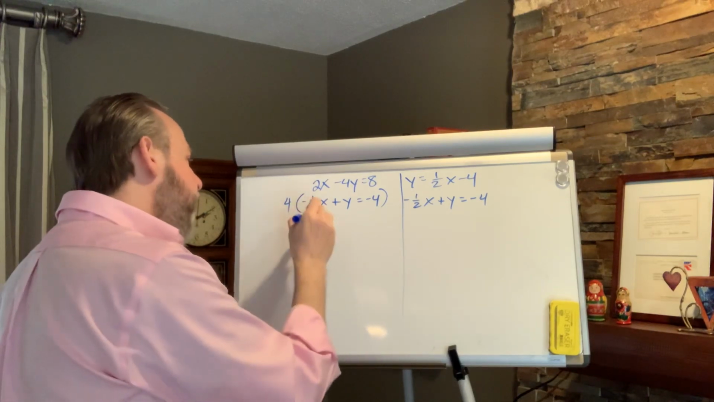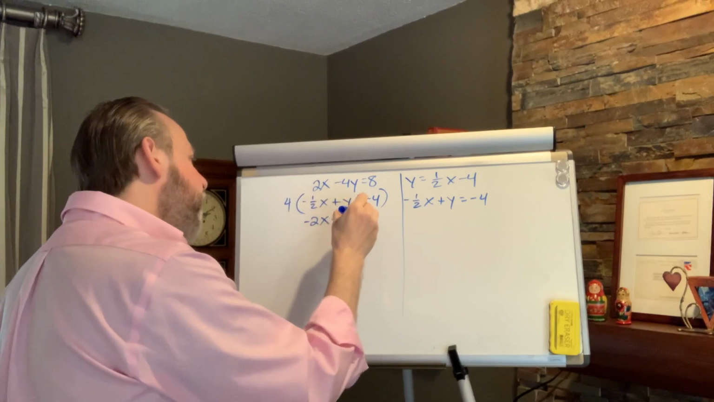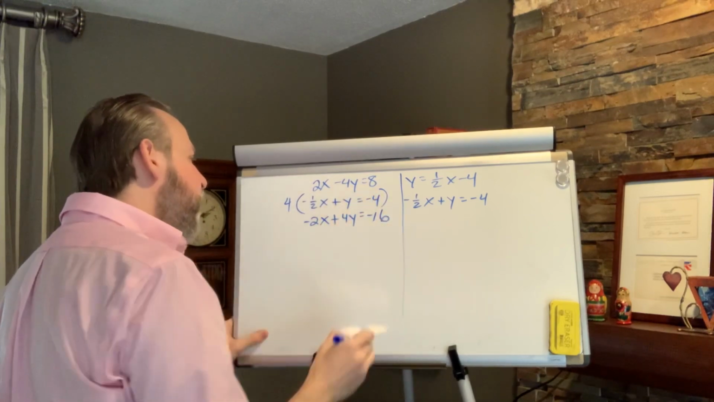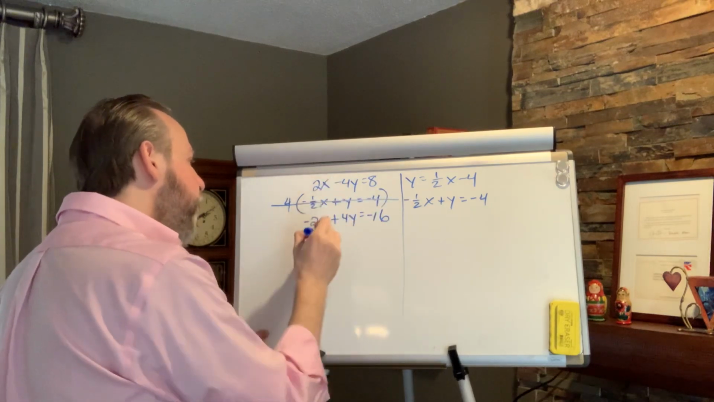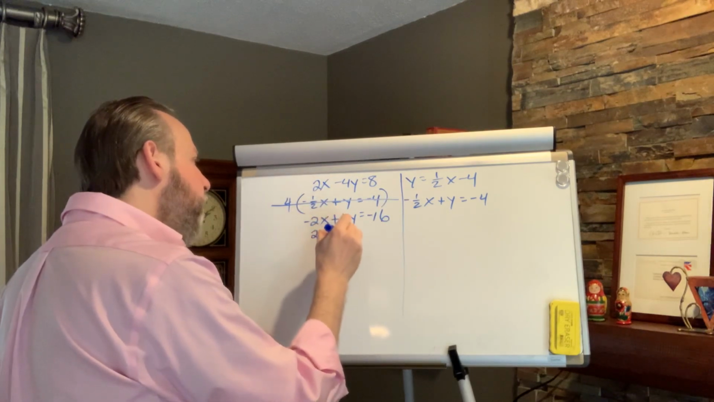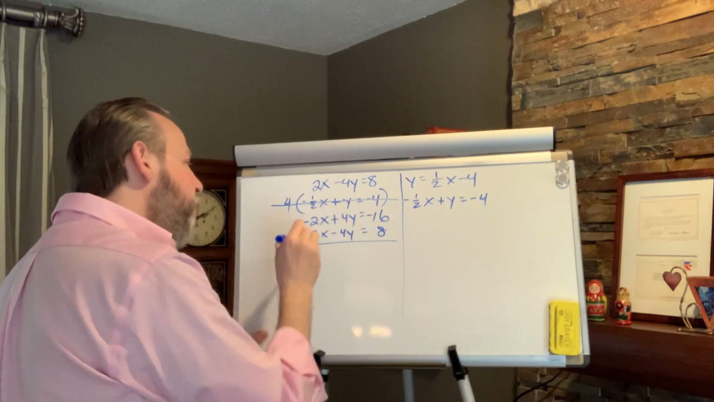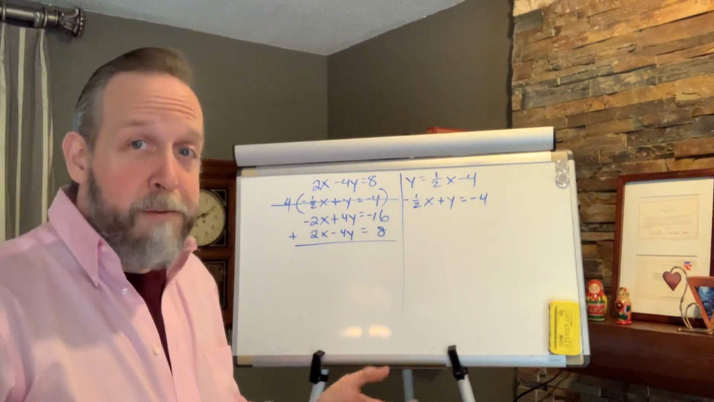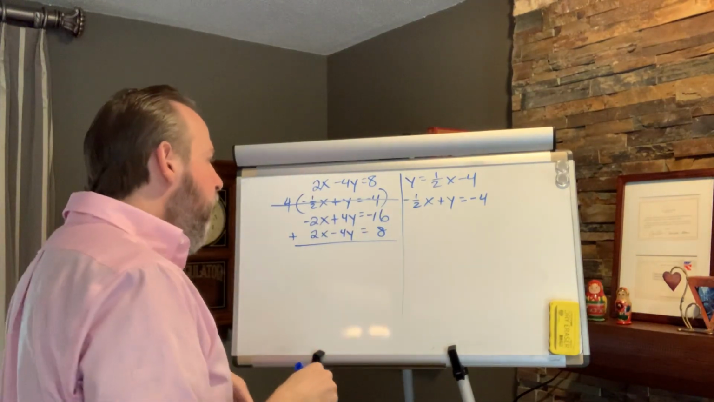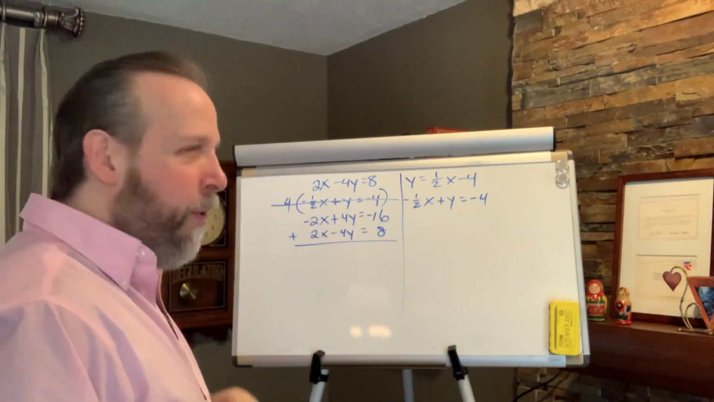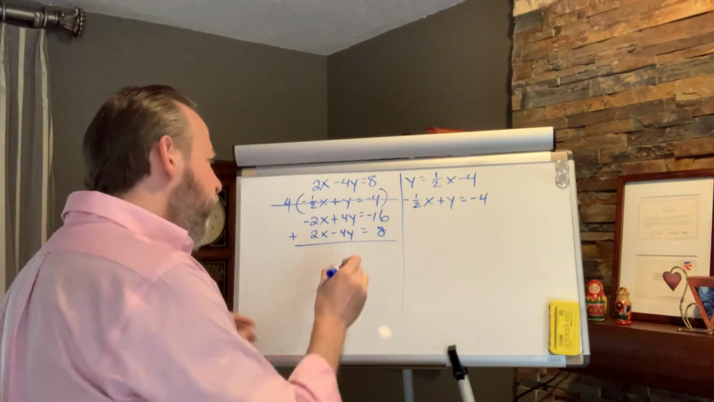4 times negative 1/2 is negative 2x. 4 times y is 4y. 4 times negative 4 is negative 16. And now I'm done with that line. I'm going to pull that top one on down. And now they are stacked, and I'm going to add vertically. That's the plan. All right, so negative 2x plus 2x, that cancels out. 4y minus 4y, that cancels out too. It's all gone. There's nothing over here.